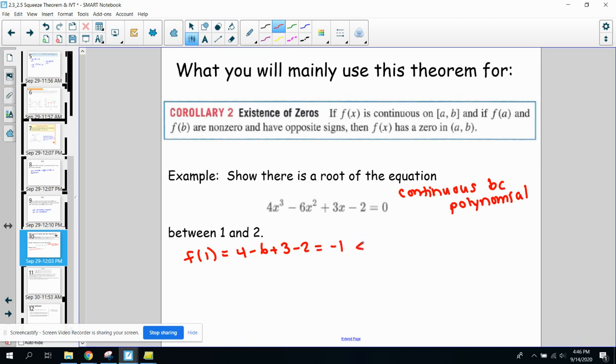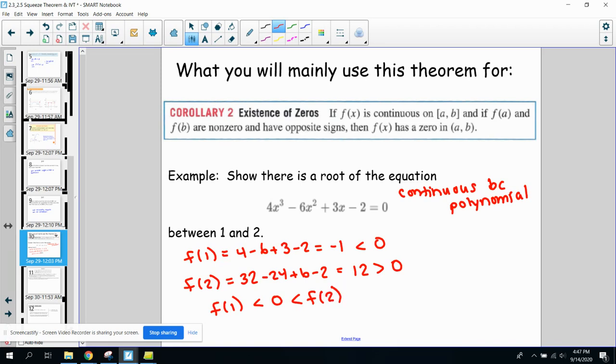And that's a negative value. That's less than 0. I'm going to do the same thing for f of 2. So I'm going to plug in 2 for everything. So I'm just going to get 32 minus 24 plus 6 minus 2. And that's going to equal 12. And that value is greater than 0. Okay, so we found that f of 1 is less than 0 and that f of 2 is greater than 0.